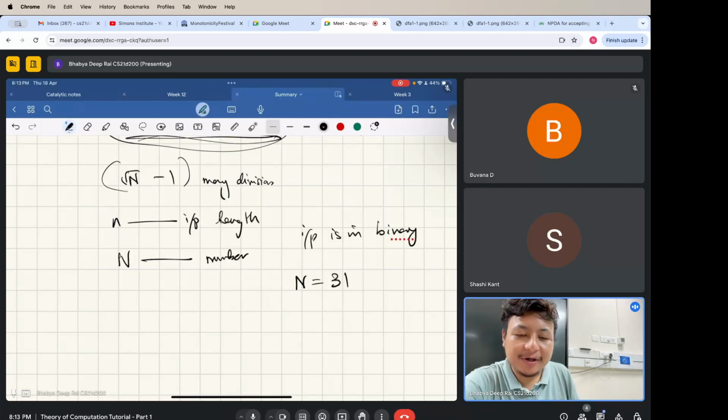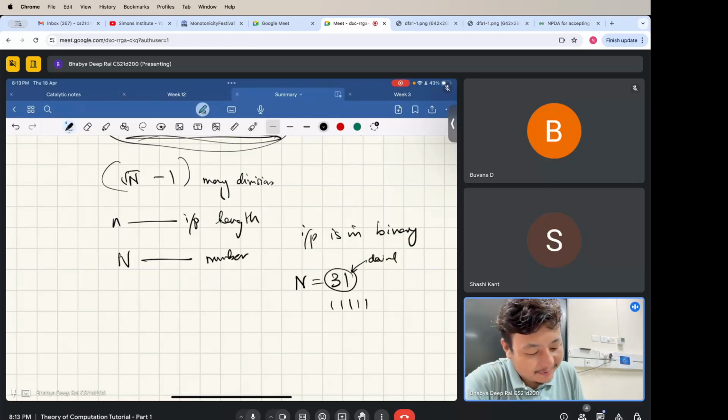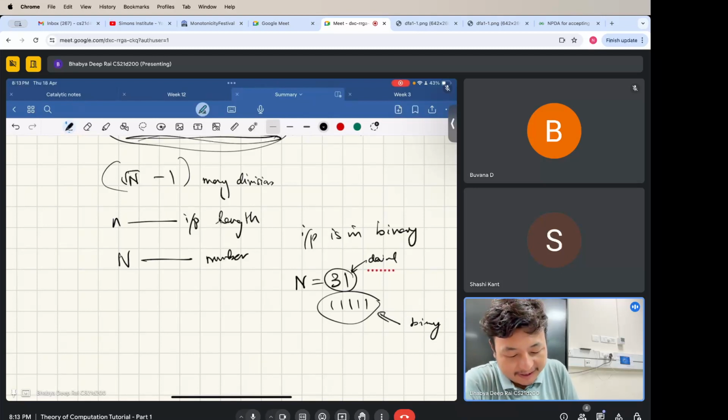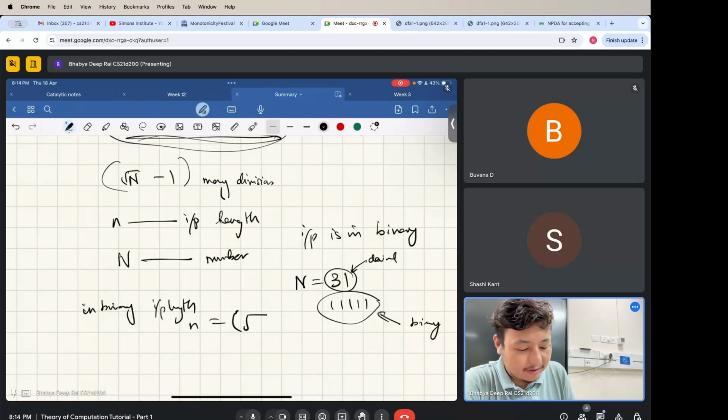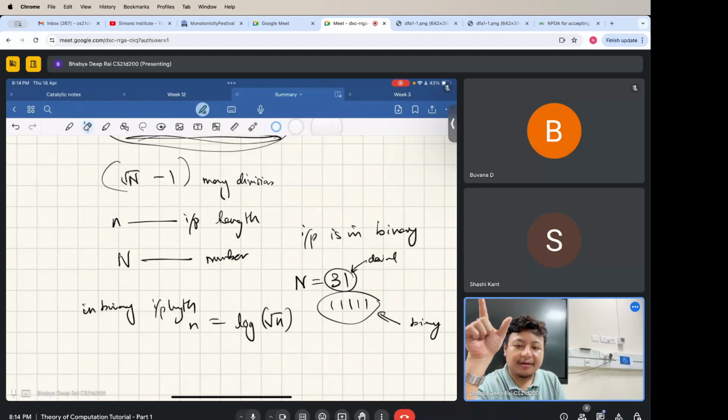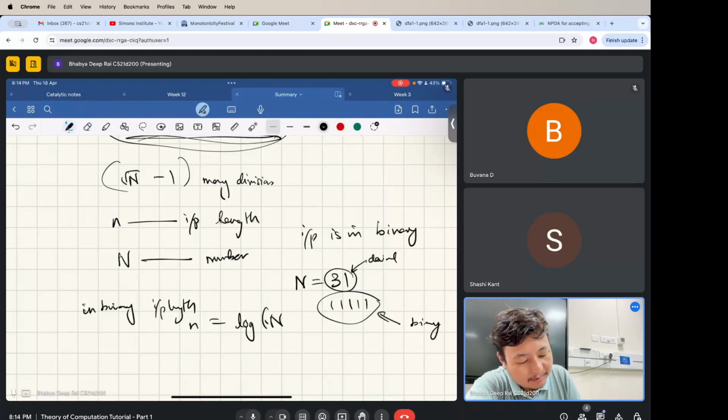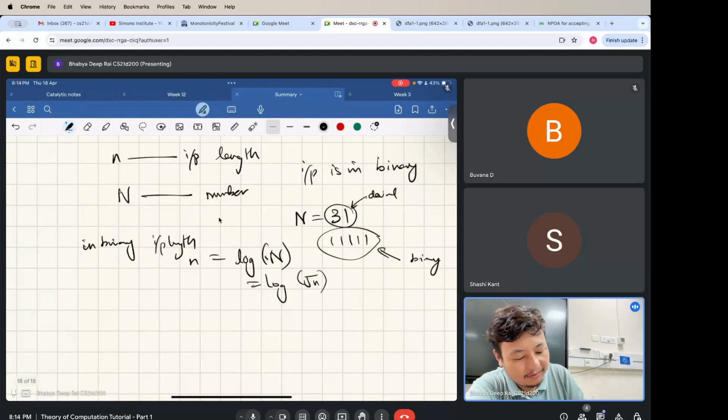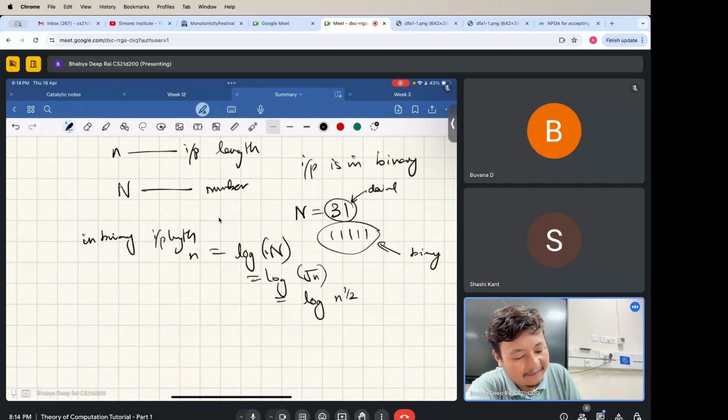In binary, what will it be? In binary, it will be 1, 1, 1, 1, 1. So as you can see, in decimal, it takes smaller space than representing it in binary. So in binary, how much space will it take? What is the length? For any given number N, how many bits does it need to represent it? Log of capital N, which is nothing but log of root N. Now log of N to the half can be written as half log N.